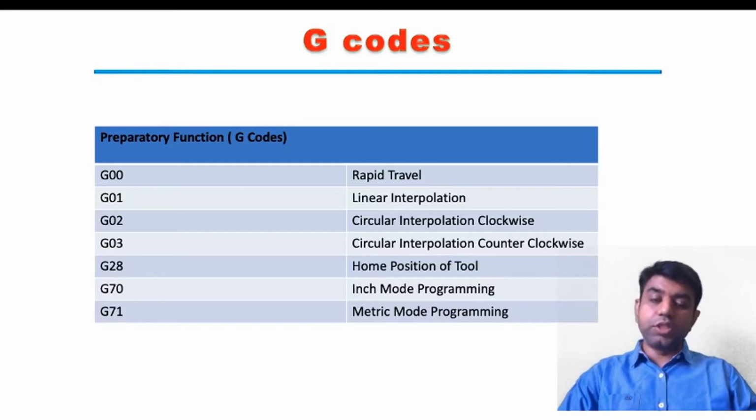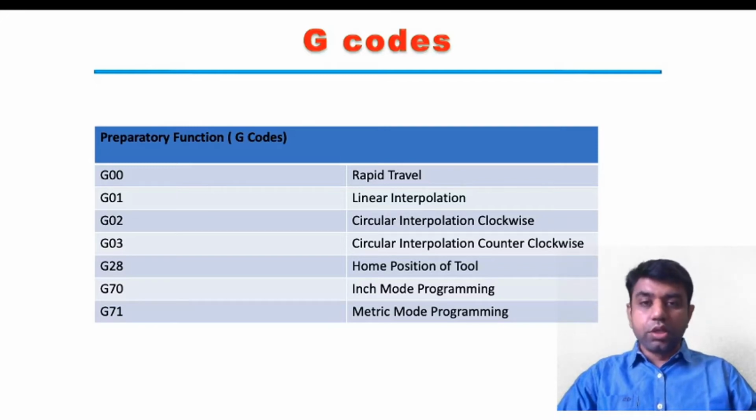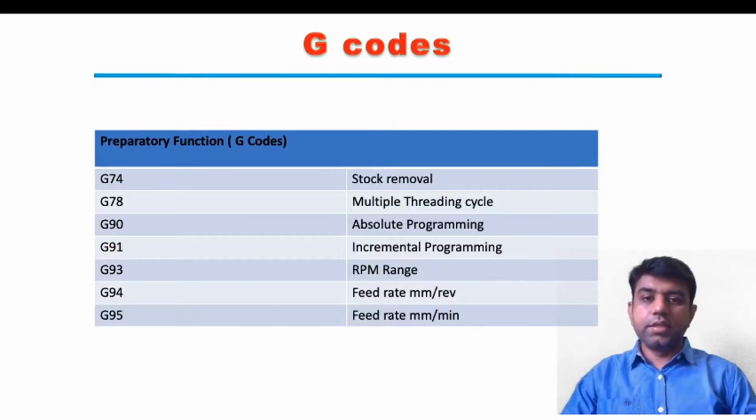If you are mentioning the dimensions in inches, then you need to mention G70, and if we are giving the dimensions in metric mode, then we need to write G71. And in our Indian industrial standards, in most industries, we follow only the metric mode. So we also follow that practice in our programming. We are going to write G71 at the start of each and every program. Now let us understand other G codes.